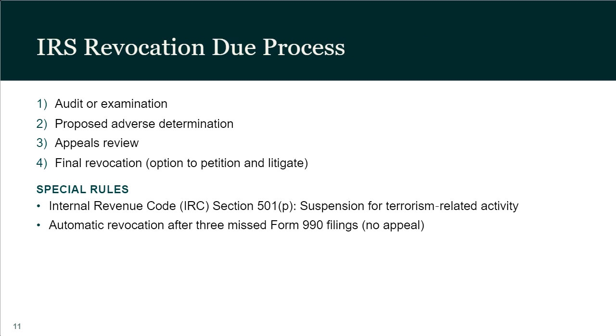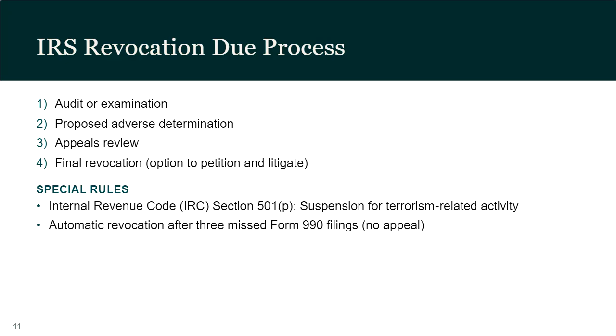So let's say the IRS decides to revoke your tax-exempt status. This is their typical due process. If they decide to look into your organization, the first step is always an audit or an examination. They send you a letter saying, hey, we're looking at XYZ activities, please provide all this information that we'd like to look into. They look at your information and come up with a proposed adverse determination adjustment. They usually have an adjustment letter.